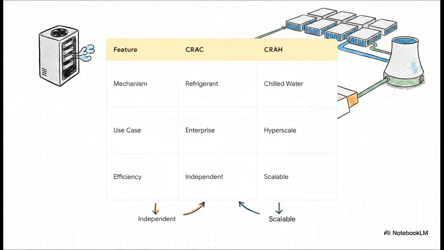And this brilliantly illustrates the divide. Looking at the mechanism, CRAC uses compressors and refrigerant, meaning it operates entirely independently. That makes it perfect for smaller, enterprise facilities. CRAH, however, relies on a chilled water coil, so its use case is massive, hyperscale data centers. Because at that massive scale, the centralized nature of a CRAH system becomes incredibly energy efficient.